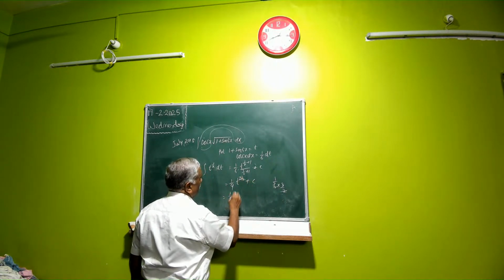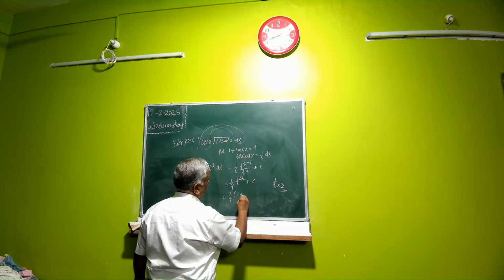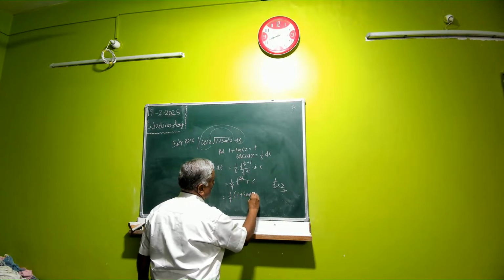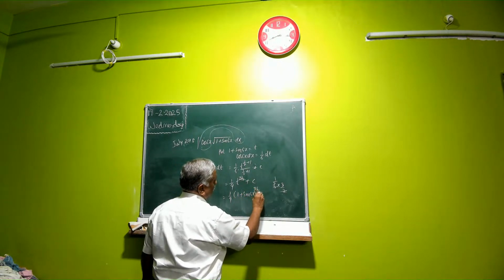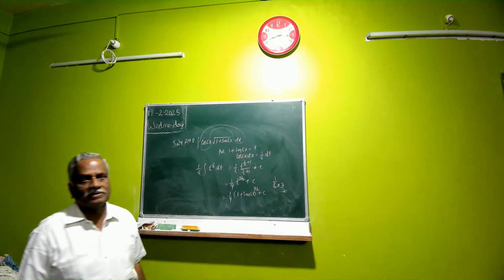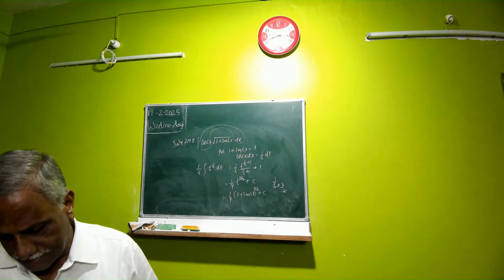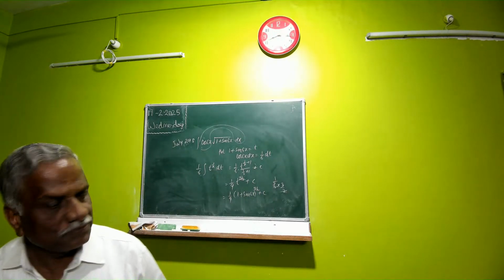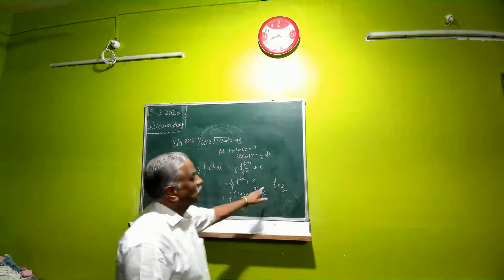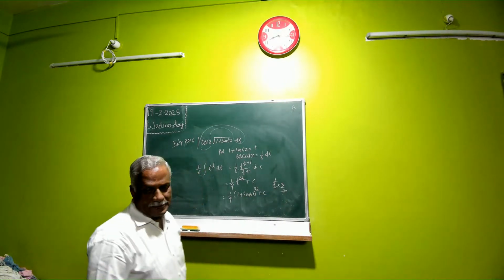The problem is not over. What is t? 1 plus sin 6x to the power of 3 by 2 plus c. Most direct, but you have to be careful. Sometimes we go wrong in the simplification and lose our mind.